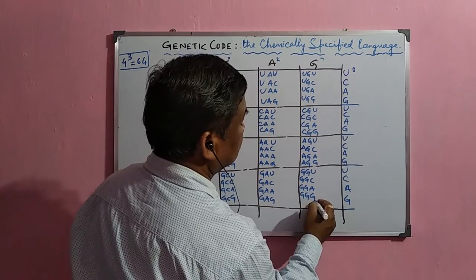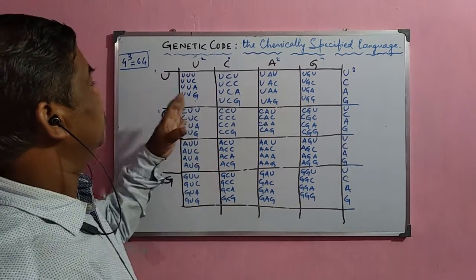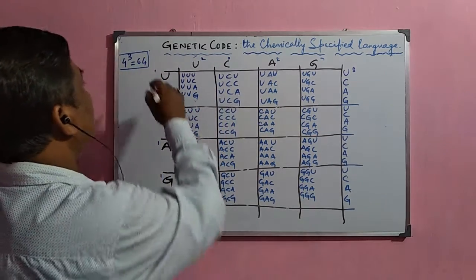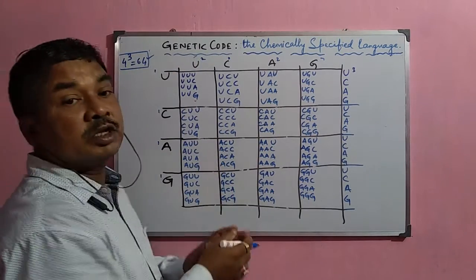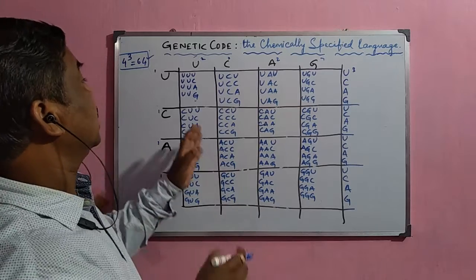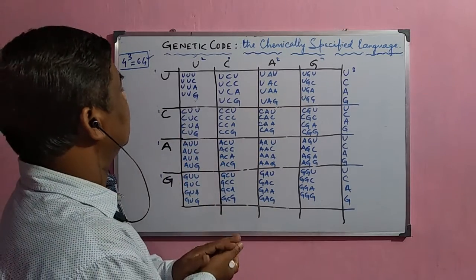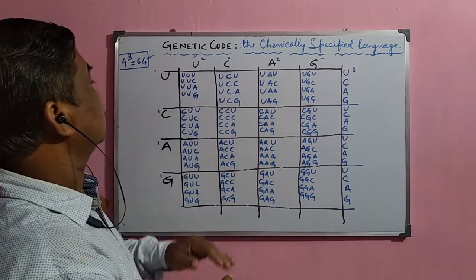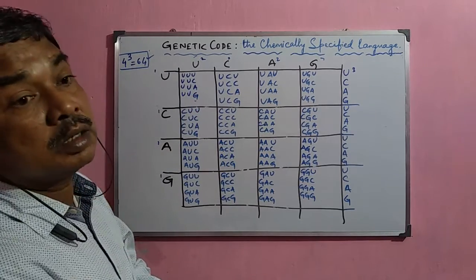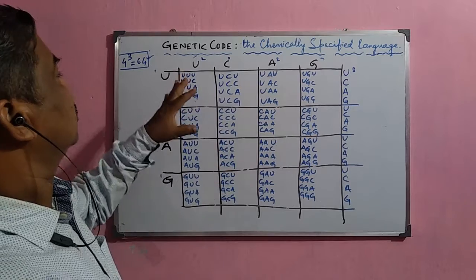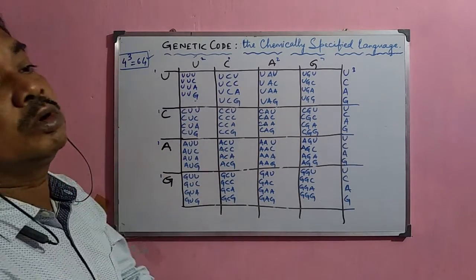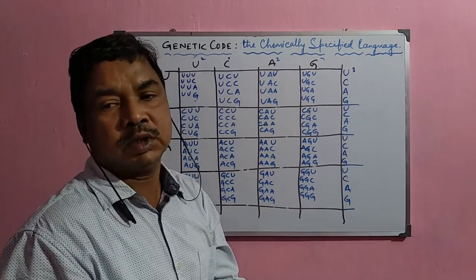So in this way, we can prepare the 64 combinations here, and in all these 64 combinations, there are different types of amino acids, and these amino acids are coded by these different triplet codons. So that is why these 64 codes can easily code the 20 amino acids.